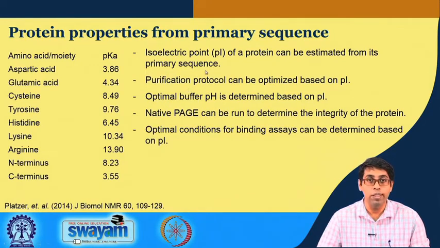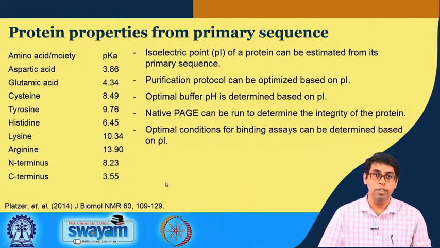So, how do we calculate the pI? It turns out that there are again only a few amino acids whose side chains are ionizable, and also the N terminus and the C terminus. Now, the pKa of these amino acids and the N terminus and C terminus are well known. So, just by knowing the sequence, we can determine the pI of our protein from using a table like this.